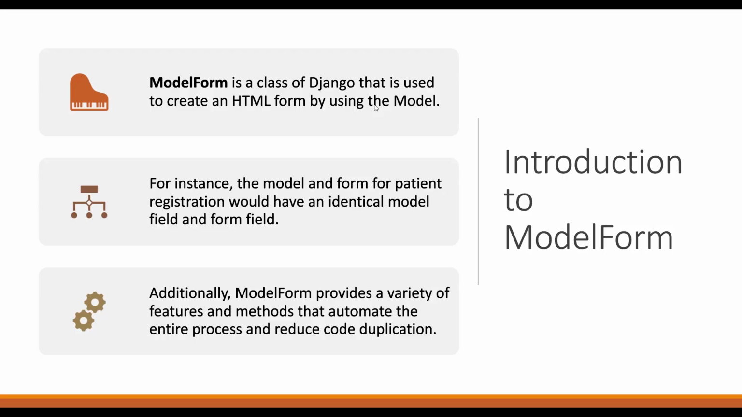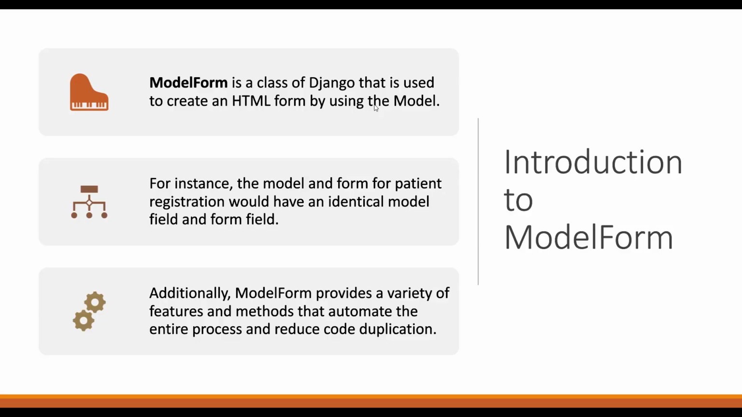So in the previous modules we have learned to create a form, and now we will learn to create a form from model. So it is similar to a form class that creates a form, but the only difference is that it requires a model also. So model form is a class of Django that is used to create an HTML form by using the model. Or in simple words, we can say that it is used to directly convert a model into a Django form. So let's understand this with the help of an example.